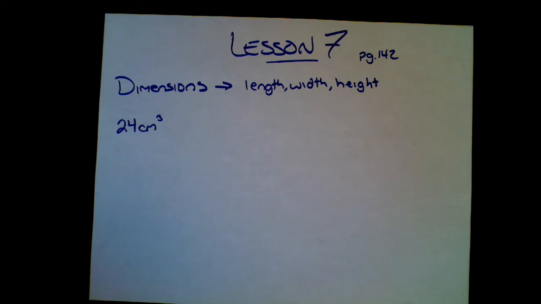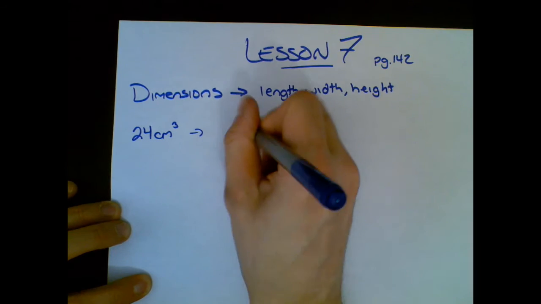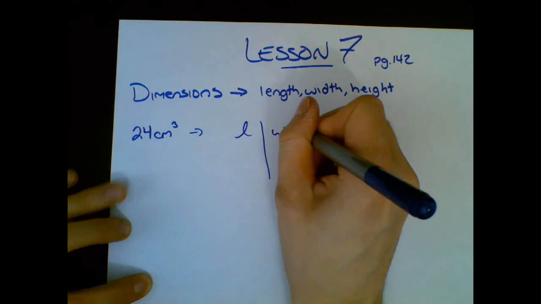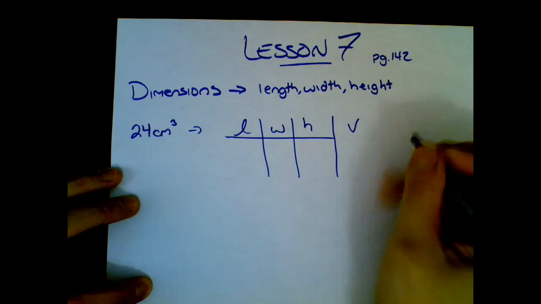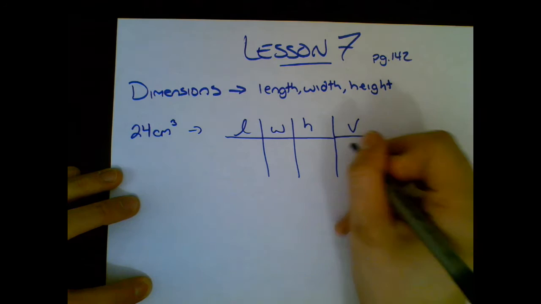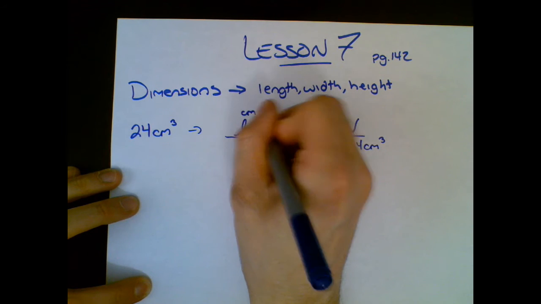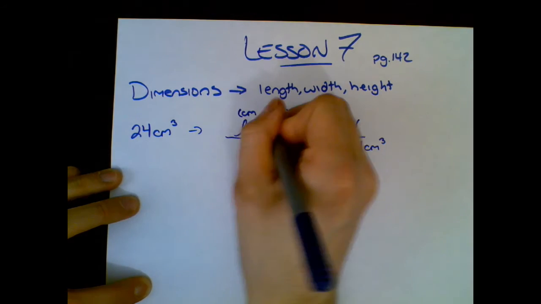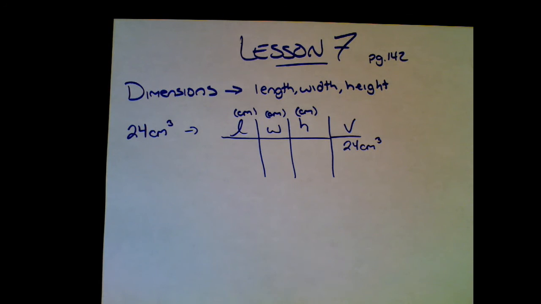So the easiest thing to do is make a table. Lots and lots and lots of making tables in this just helps you keep a little more organized. So we're going to look for the length, the width, and the height, which is going to give us an overall volume of, and we know we're looking for 24 cubic centimeters. So this is going to be in centimeters, this is in centimeters, and so is this.